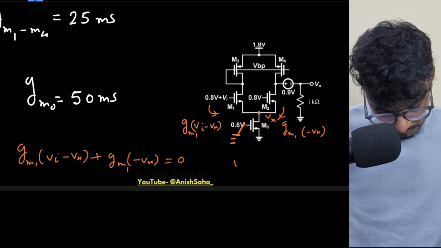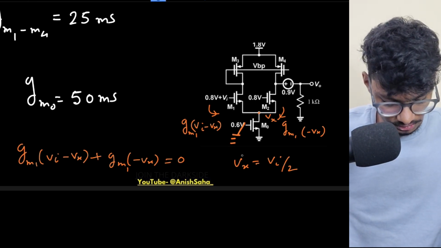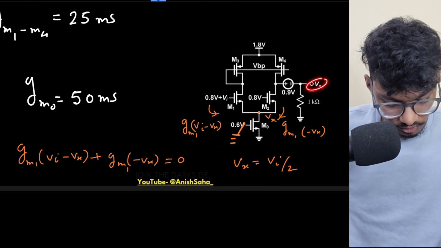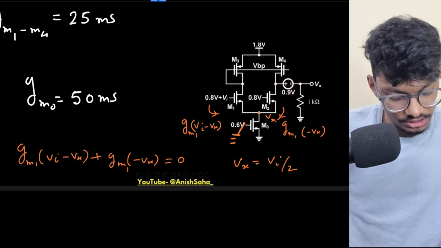So what will my Vx be? Simply Vx equals Vi by 2. Okay, this is what my Vx is. But I need to find out Vo, right? So this also is grounded, right? Because this is a DC source.